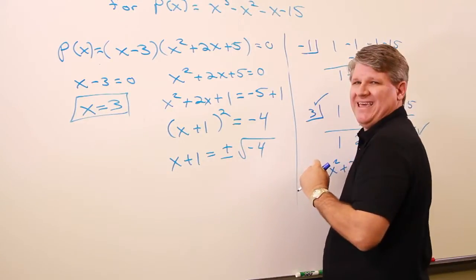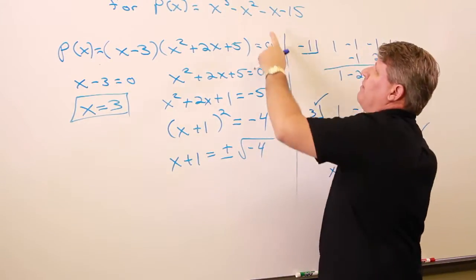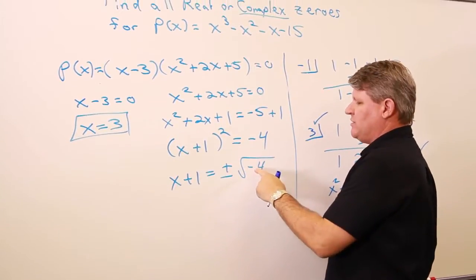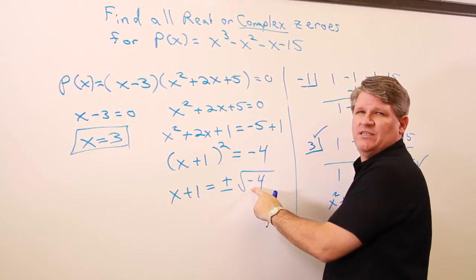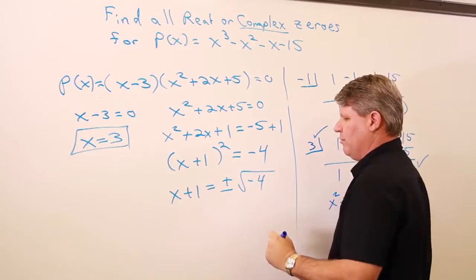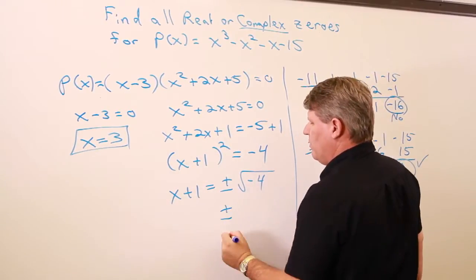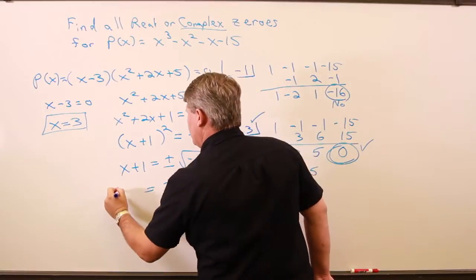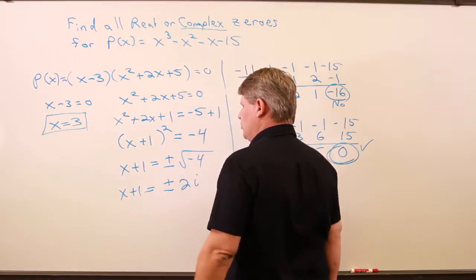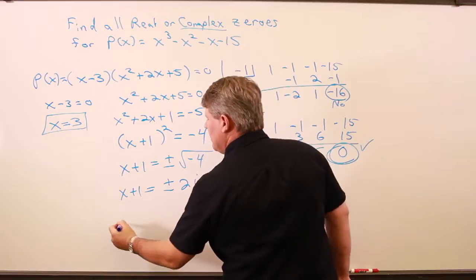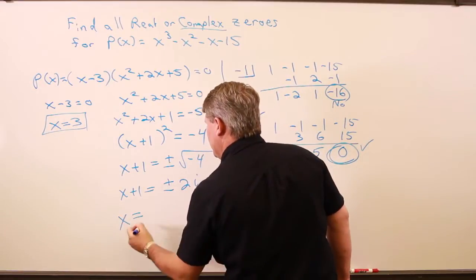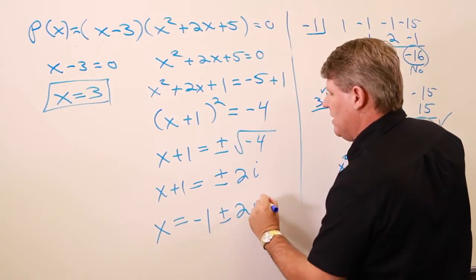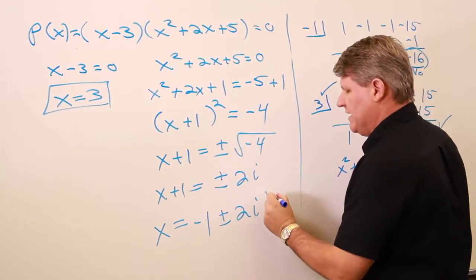Now, you may be thinking, I can't take the square root of negative 4, but remember the question does ask us for all zeros, real or complex. All the square root of a negative means is our answer will be a complex number. The square root of negative 4 would be 2i. So I get x plus 1 is equal to plus or minus 2i, and finishing, I get x is equal to negative 1 plus or minus 2i by subtracting 1 from both sides.